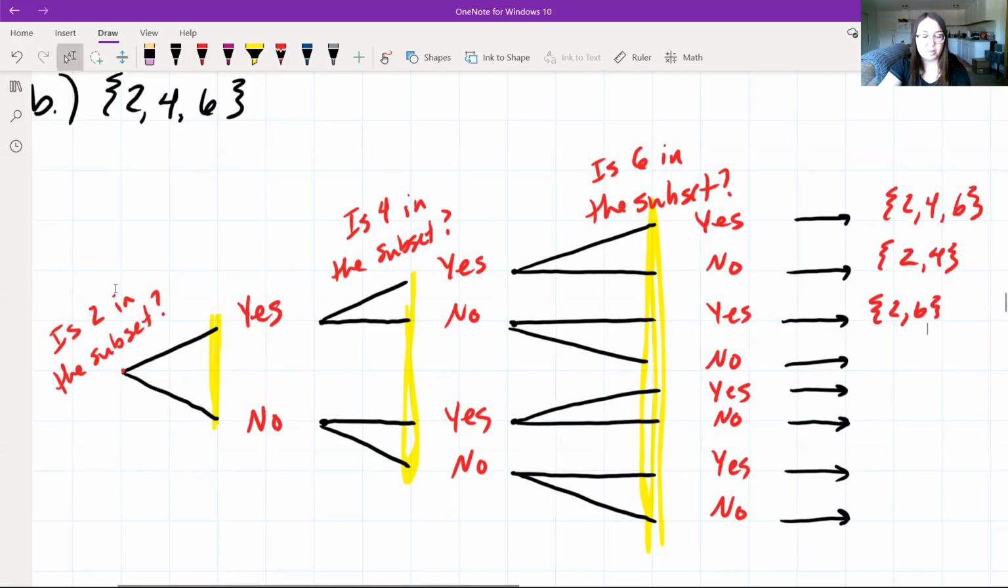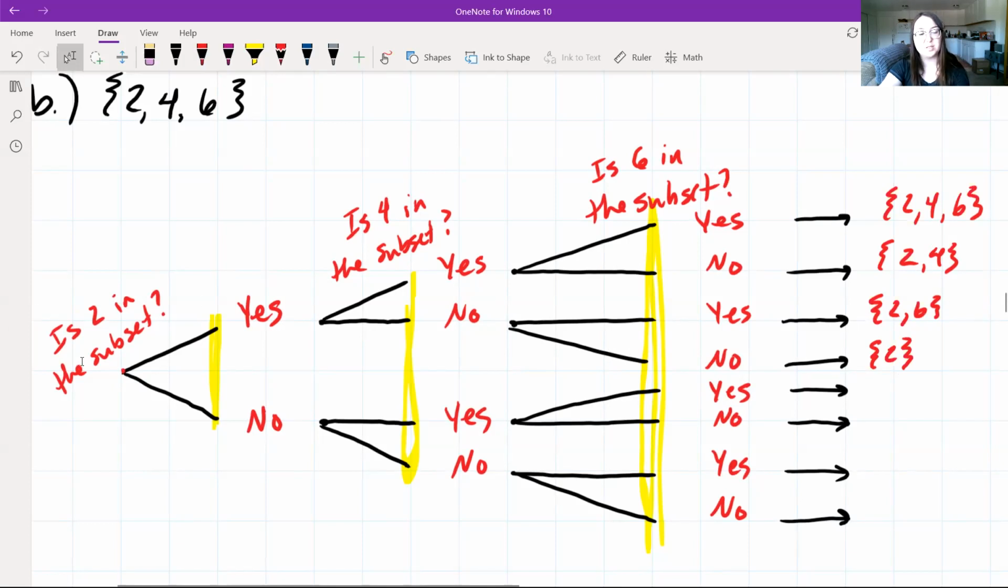Starting it again, we think, is 2 in the subset? Yes, 2 is in the subset. Is 4 in the subset? No. Is 6 in the subset? Well, let's also say no. So in this case, our subset would just be 2. All right, so we've exhausted all of our branches where 2 is in the subset.